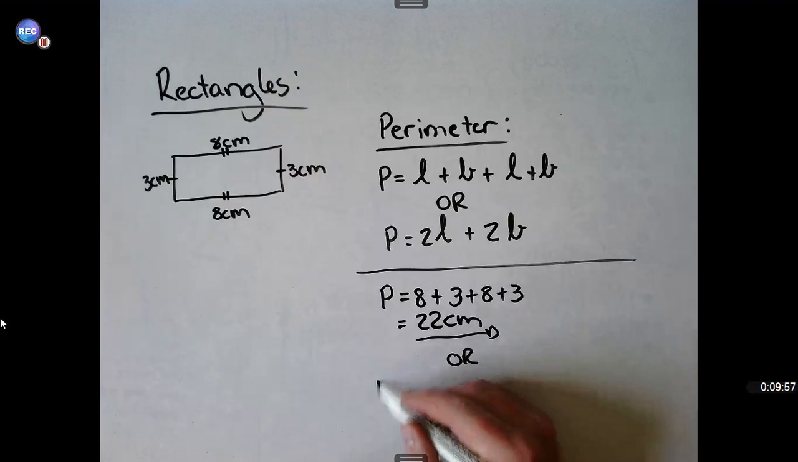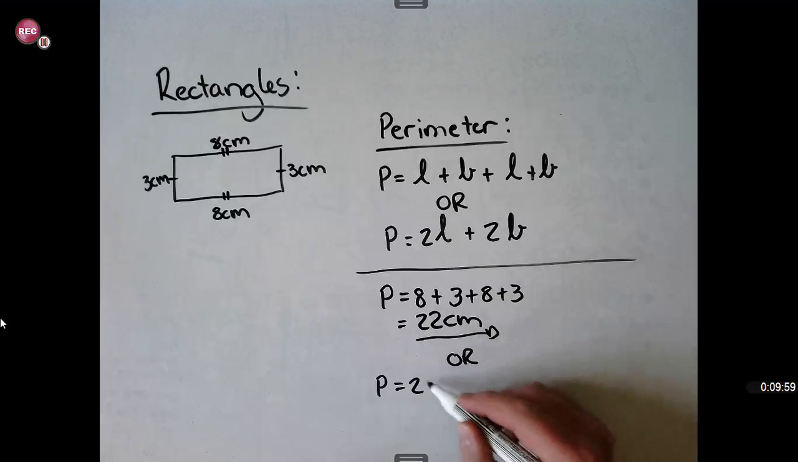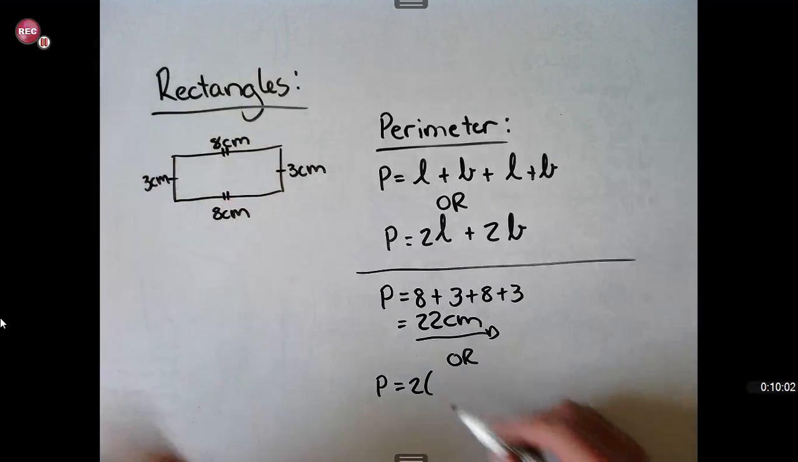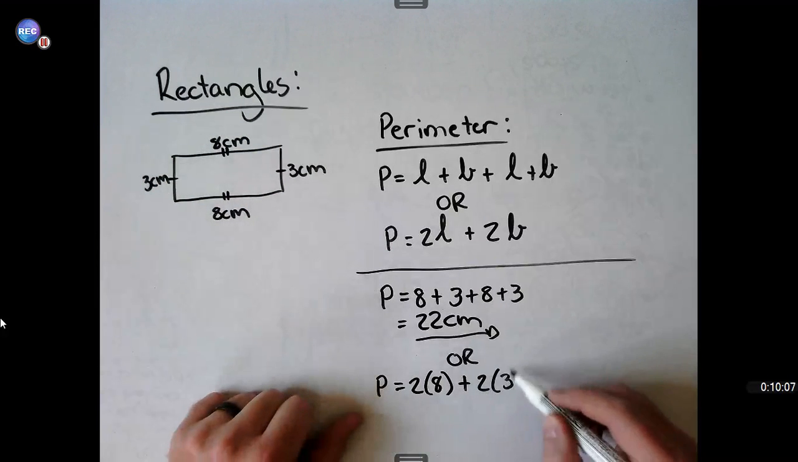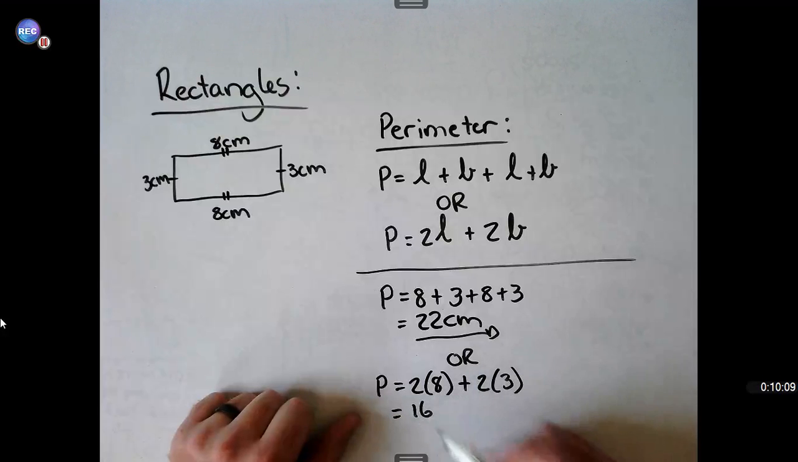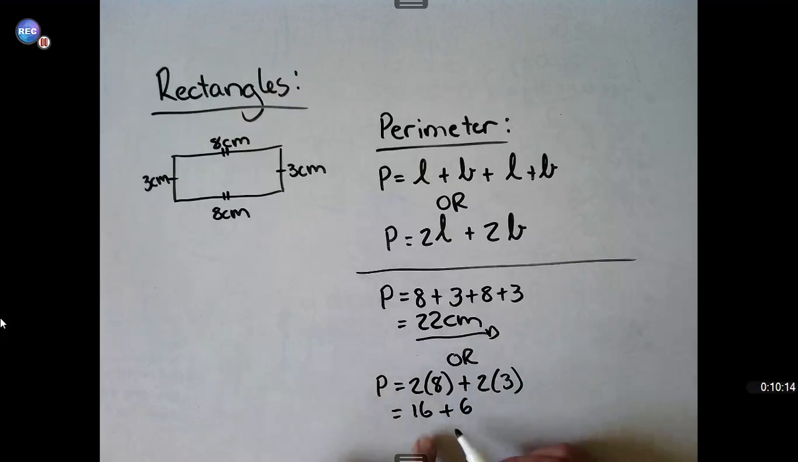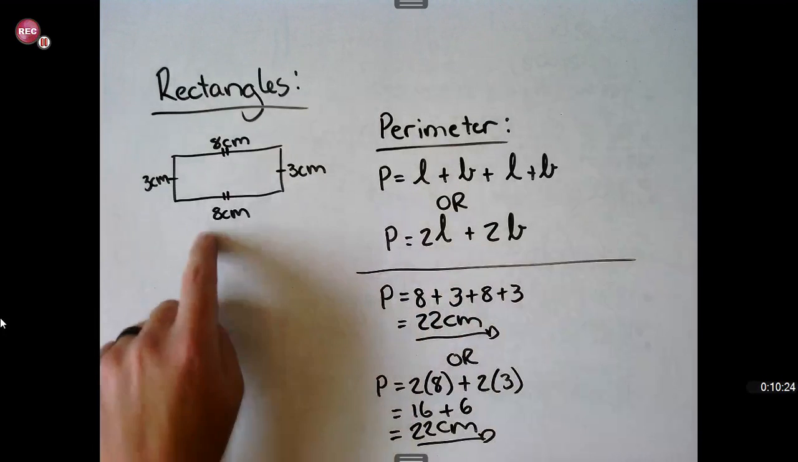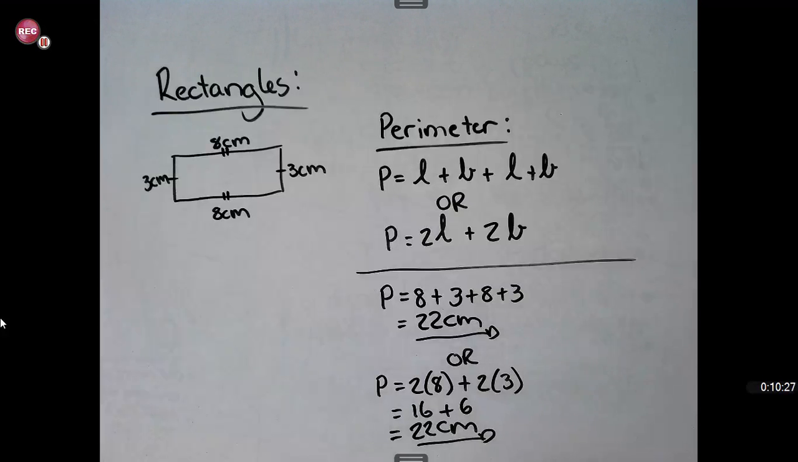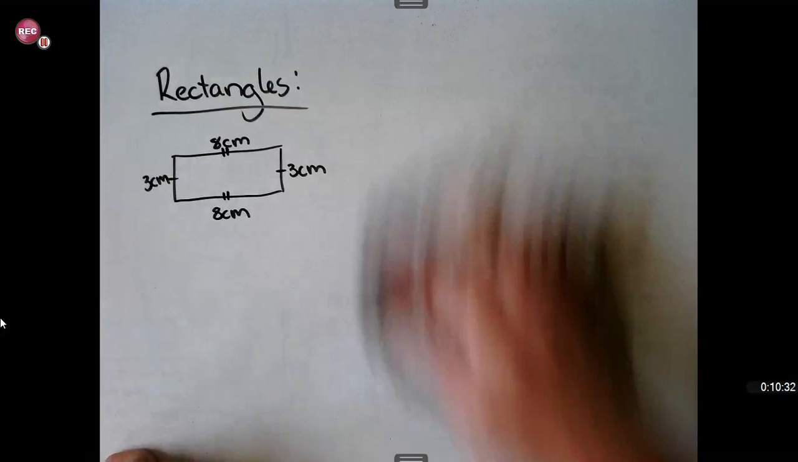Okay? So P for perimeter is equal to 2, open bracket, the length is 8 plus 2, the breadth is 3. So 2 times 8 is 16 plus 2 times 3, which is 6, and 16 plus 6 gives me 22 centimeters in this regard. So there is how you calculate the perimeter in two different ways for a rectangle. Moving on to the area of a rectangle, and that is calculated as follows.